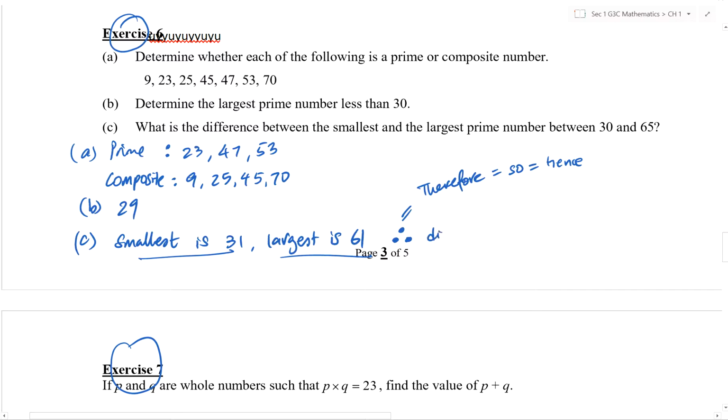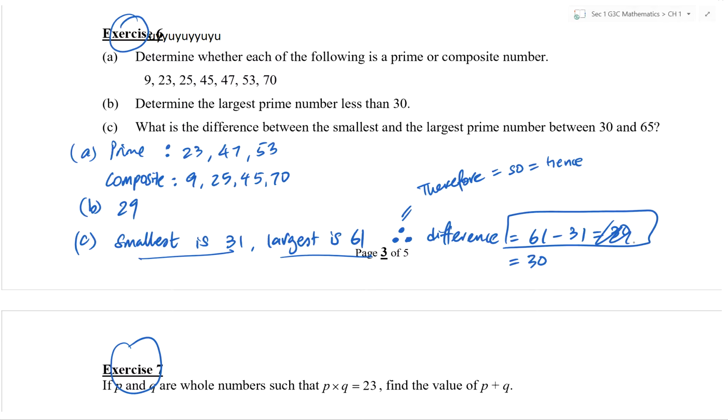So in other words, I have the smallest prime number is 31, the largest is 61. Therefore, difference equals to 61 minus 31, and we put equal signs, we stack them up like this, 30. I don't like to have many equals in one row. We should put our equal sign down in one neat row, okay? So that's presentation.